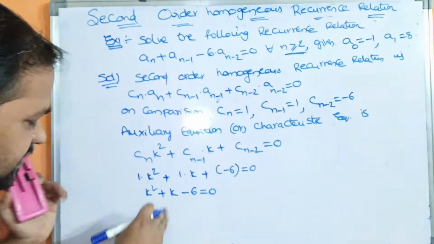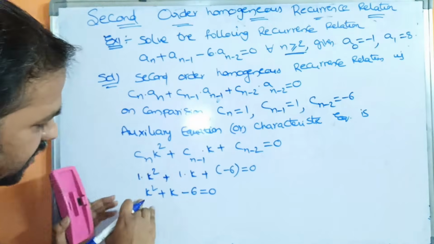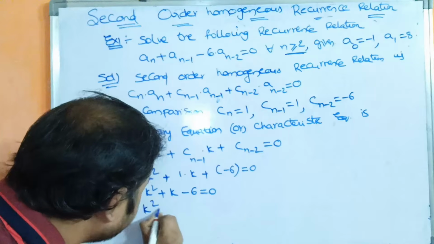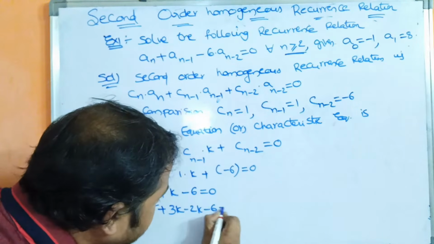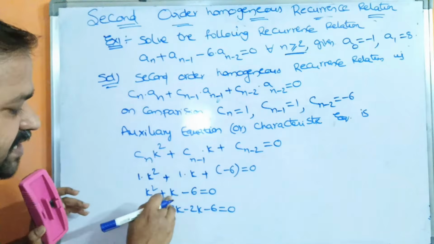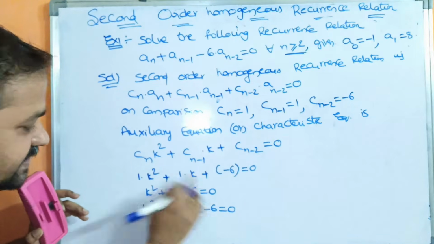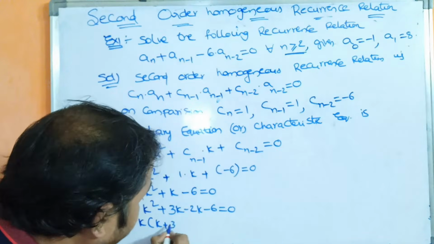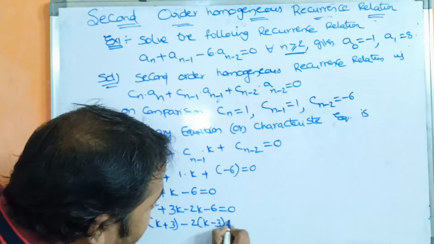So what are the roots here? If we perform addition, we have to get k. If we perform multiplication, we need to get minus 6k square. So k square plus 3k minus 2k minus 6 is equal to 0. 3k minus 2k means k. Plus into minus means minus 6k square. So we can take k common, and then take 2 common.